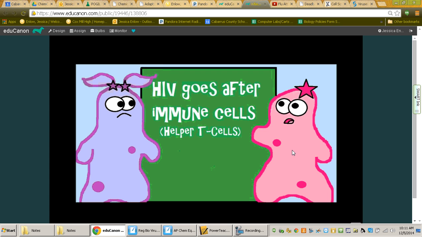And T cells are immune cells. We're going to talk a little bit more about them next week. Helper T cells are what they're called. They're helpful to your body. They do a really good job of making antibodies to bad things that are in the environment, to protect you and all your other cells.